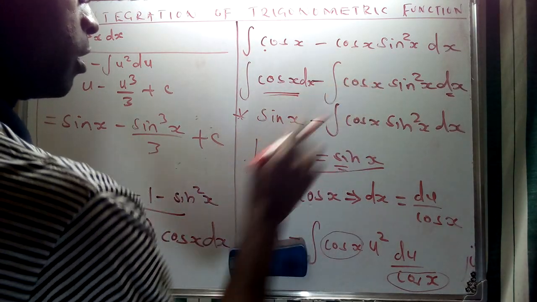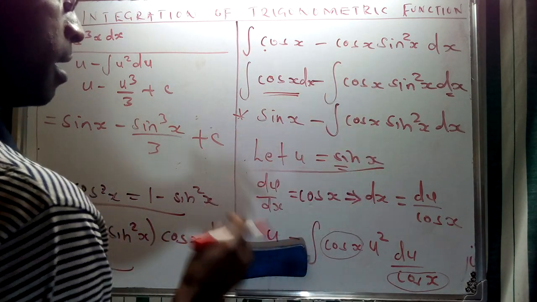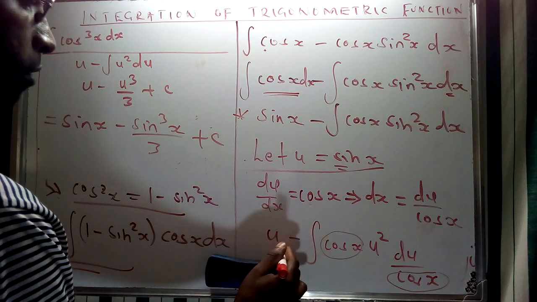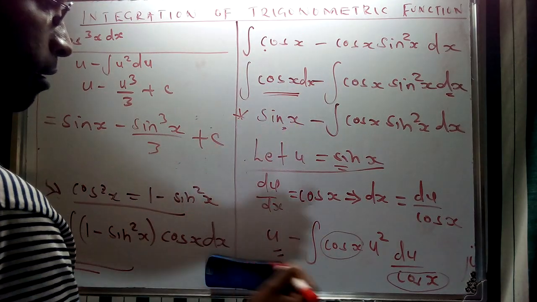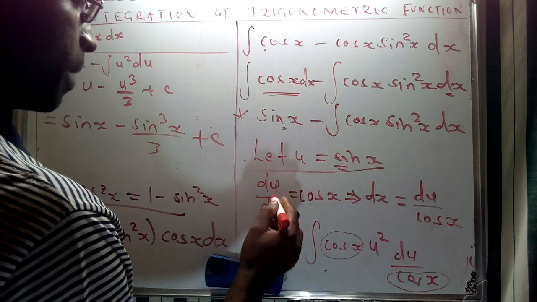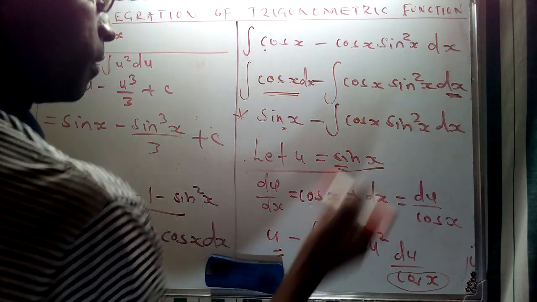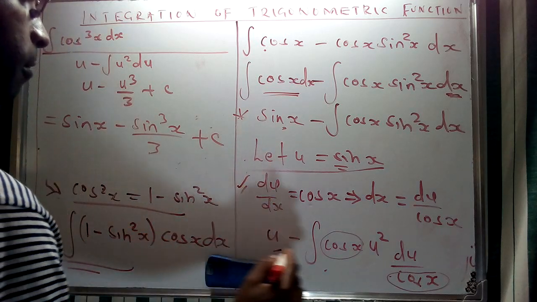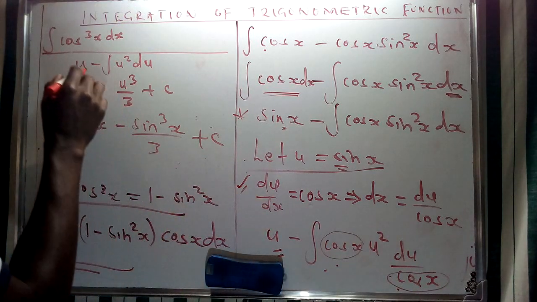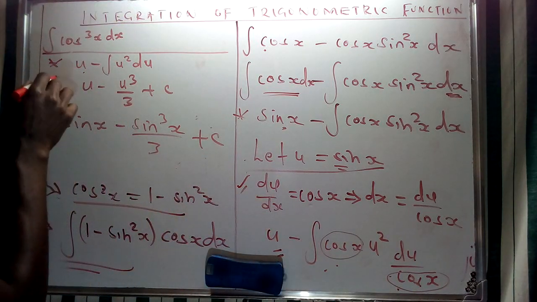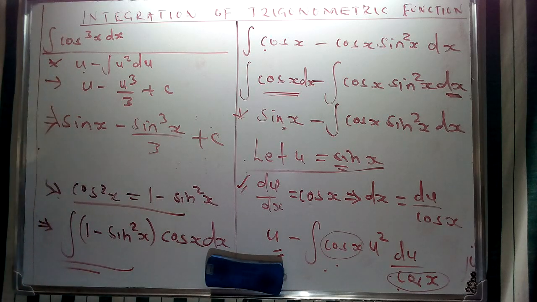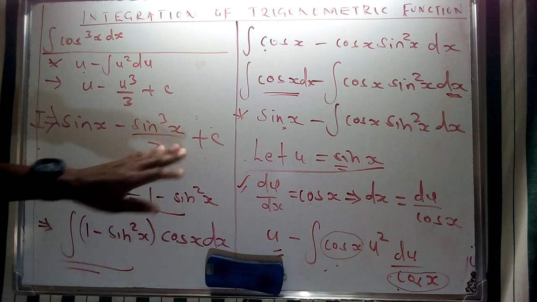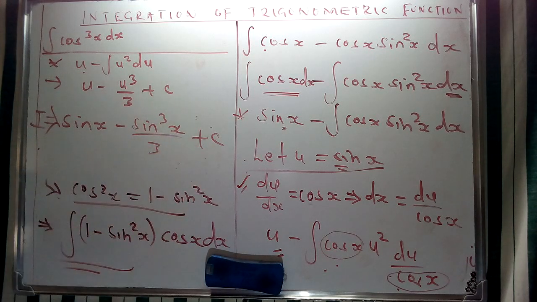Now for the second part, we do a substitution of u for the sine of x, where the value for dx in this case is going to be du over the cosine of x from this derivative. So doing a cancellation gives us this, and from there we can do a substitution to find the final product of our integral as the sine of x minus sine cube x over 3 plus c.